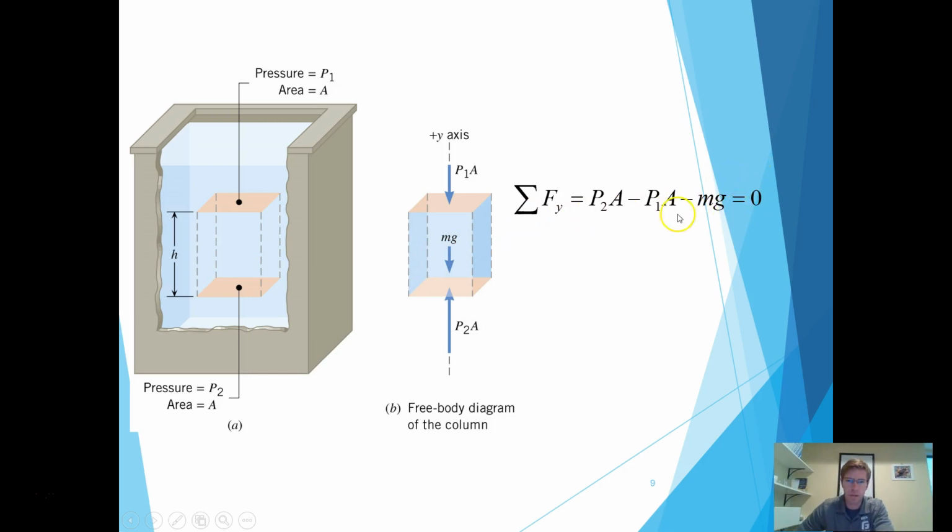Why did I set it equal to 0? Well, this is just a chunk of water floating in the tank. It's not moving up and down. There's no acceleration, so net force is 0. Cool. So we've got P2 times A equals P1 times A plus mg.